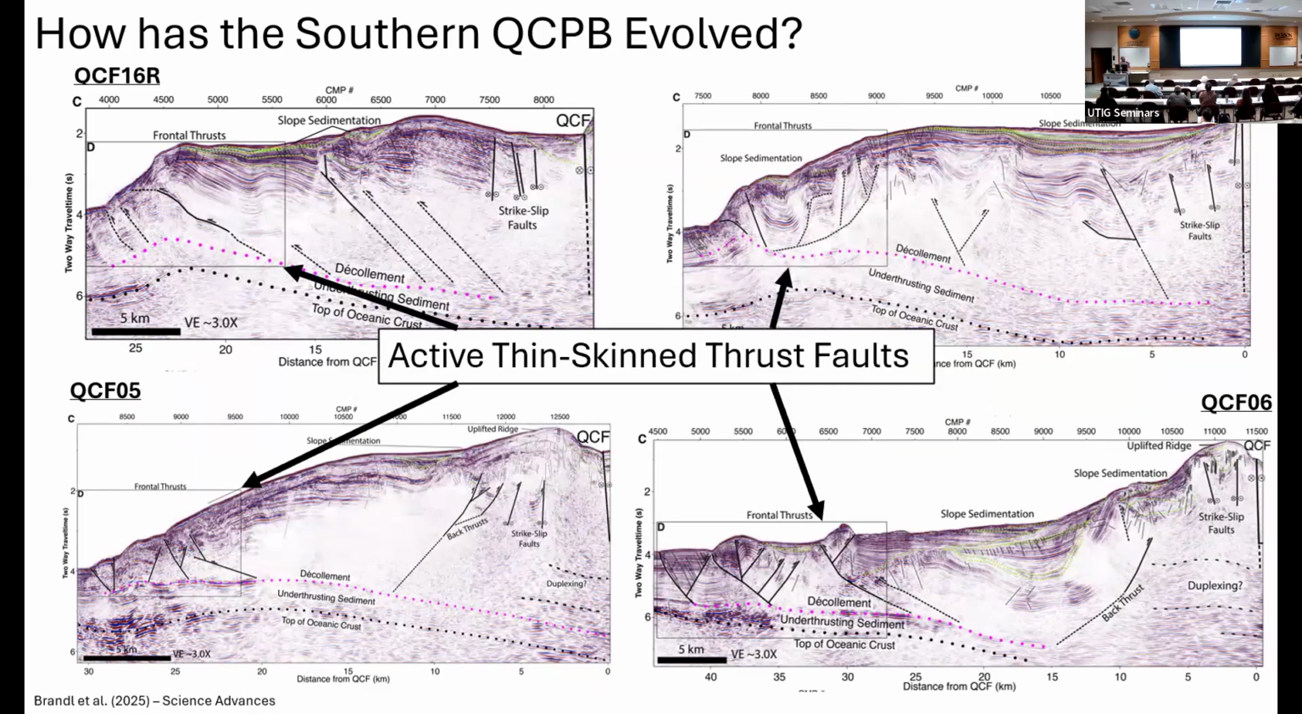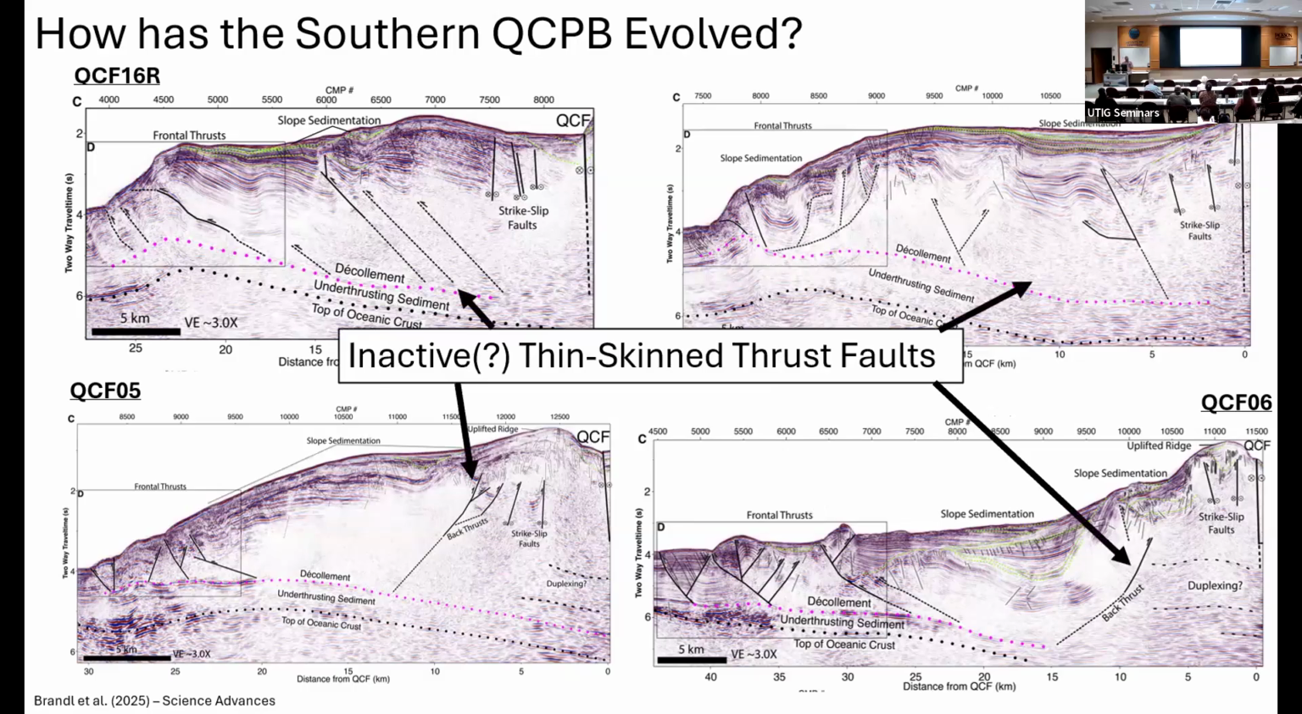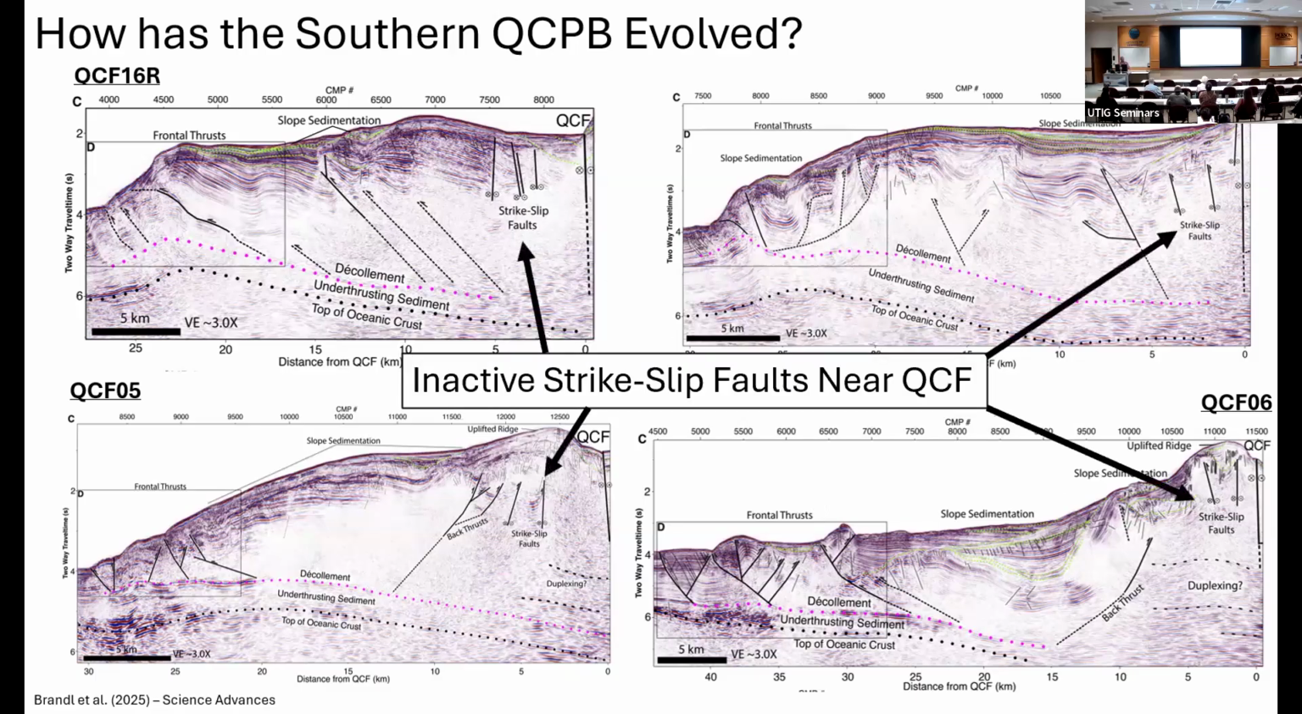Okay, so we see that there is this progressive evolution. Near the Queen Charlotte Fault, we see these older strike slip faults, so some earlier stage of deformation. That progresses into these thin skin thrusts and then active thrusts. So we see this clear evolution in the deformation.